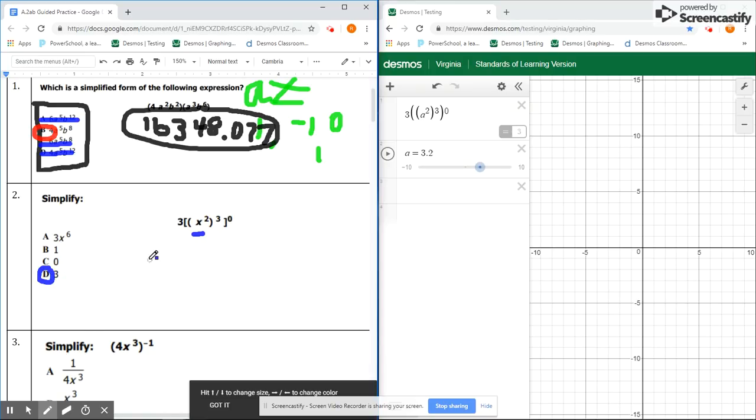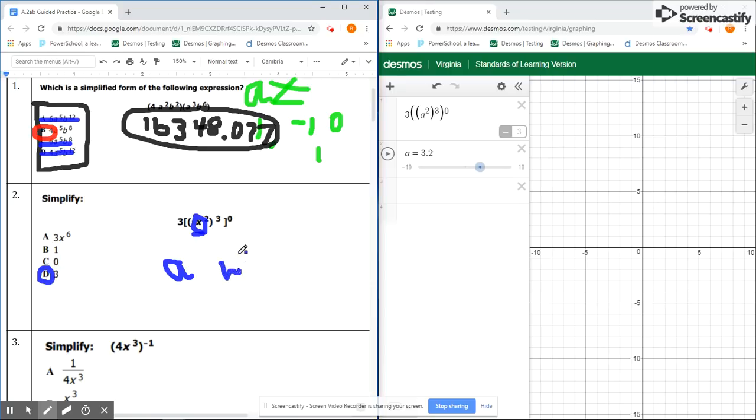But notice that we cannot put X. We have to put A. Have to put A for X here when we evaluate. There we go. All right, so we can't use X or Y. We just need to use A or B or C. Okay.